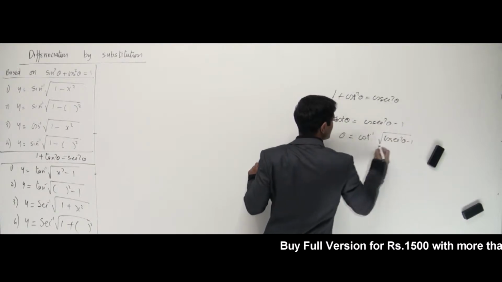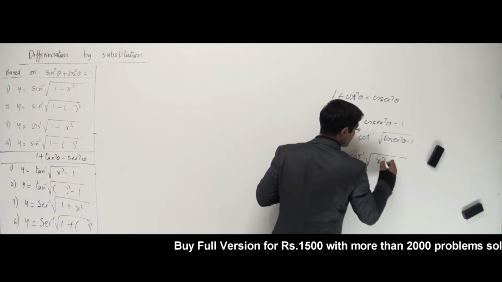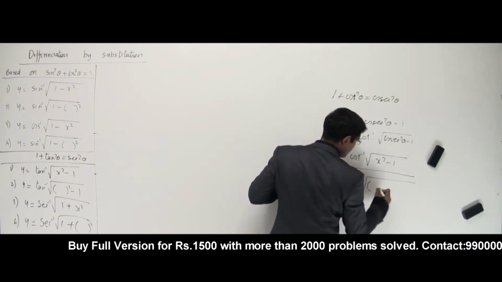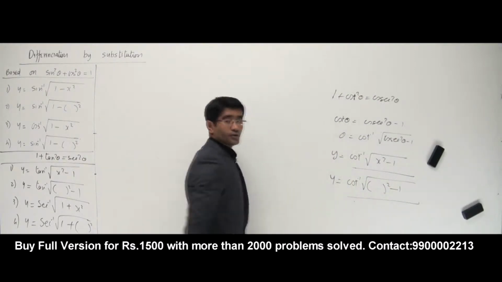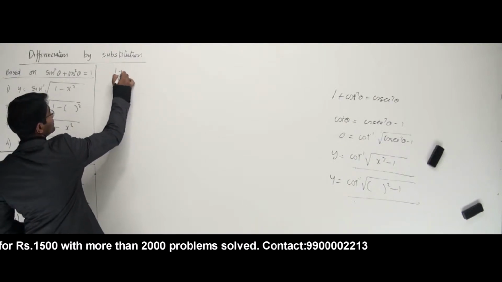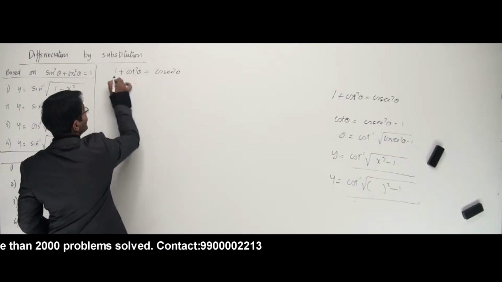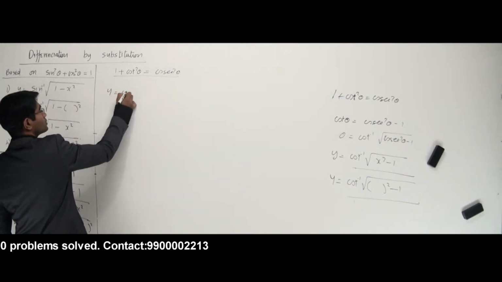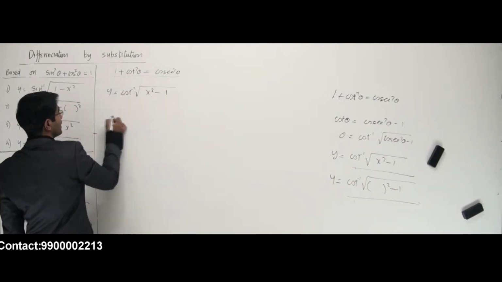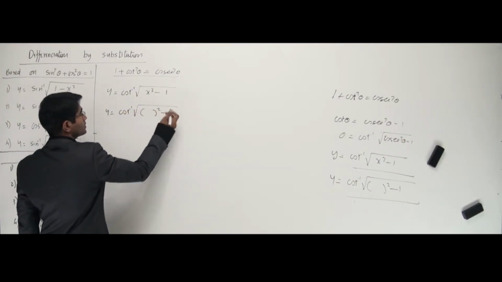So from this I can write a problem like y is equal to cot inverse of root of x squared minus 1, okay? Or I can write y is equal to cot inverse of root of any function whole squared minus 1. All right, so let us write that. Based on 1 plus cot squared theta is cosecant squared theta, they can ask questions like y is equal to cot inverse of root of x squared minus 1, and y is equal to cot inverse root of a function squared minus 1. These are the 2 things, all right?